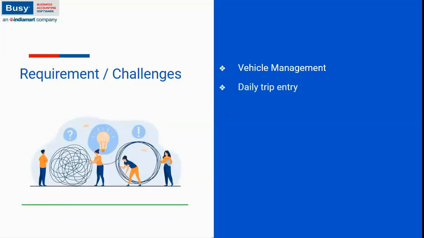Daily trip entry, which is basically what happens in the transport industry. Suppose a customer is giving you the right to move the goods from one location to another location. In that case you charge a freight for the movement of the goods from one location to another location. That is the transportation charges, or you can say the freight charges. So for one particular customer, you may move goods 2-3 times in a day. That is called the daily trip.